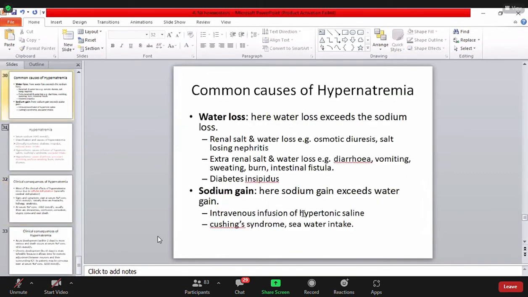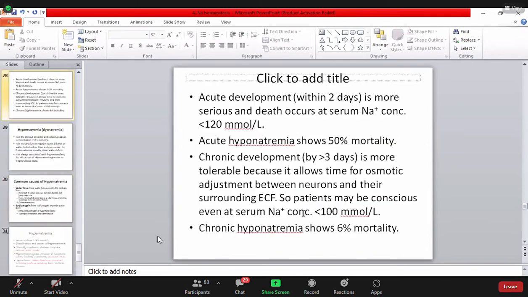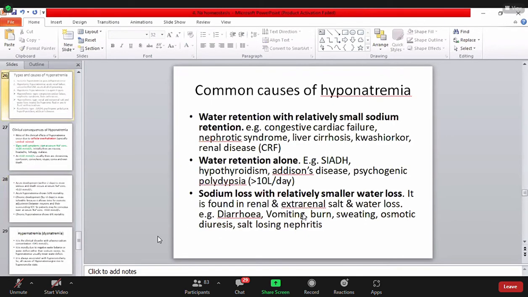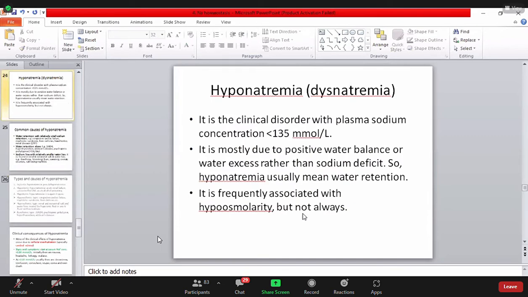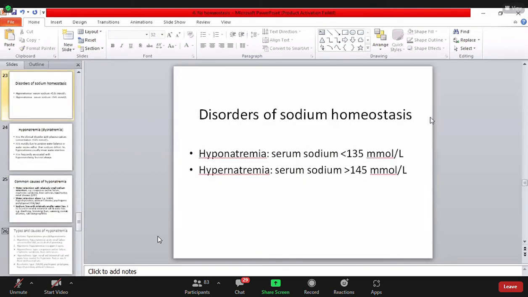So these are the disorders of sodium homeostasis. All of you understand up to this, students? Yes, ma'am.